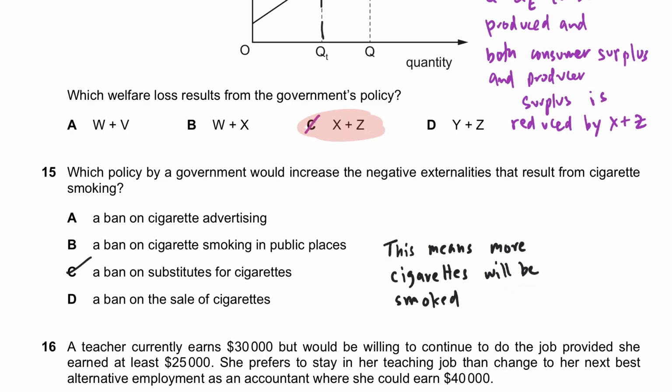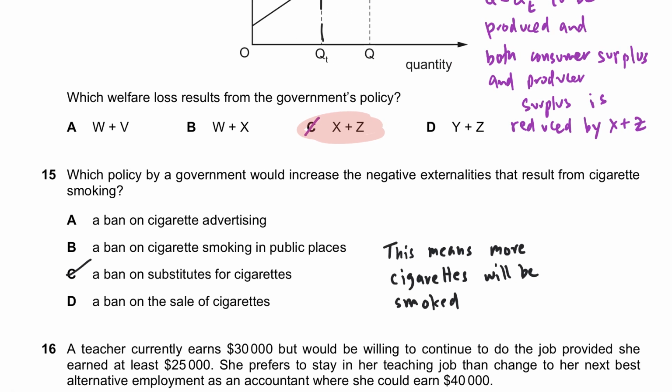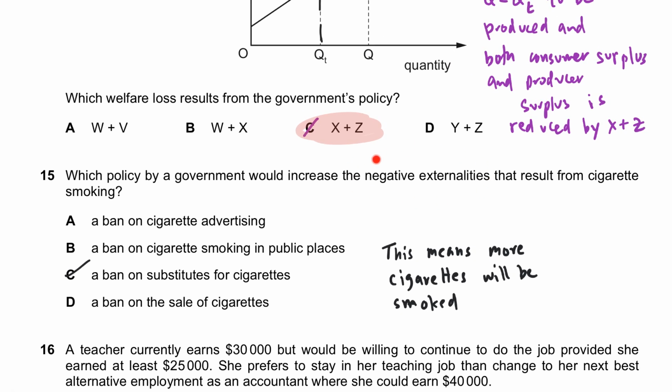Number 15 says which policy by a government would increase the negative externalities that result from cigarette smoking, and simply the answer is C, a ban on substitutes for cigarettes, because if you're banning the substitutes of cigarettes, then basically you're making people smoke only cigarettes, which means more cigarettes will be smoked, which means more negative externalities from cigarettes will come about, because now people are smoking more cigarettes and less of other substitutes of cigarettes.